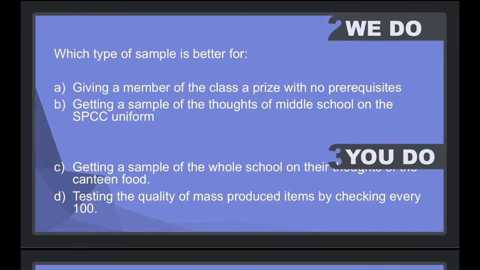Let's think about now the type of sample that we're choosing. If we want to give someone from the class a prize, just pick someone out. We're going to make this random. But if we wanted to get a sample of the thoughts of middle school on the SPCC uniform, it would probably make much more sense here to use a stratified sample.